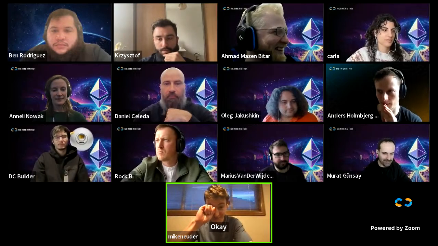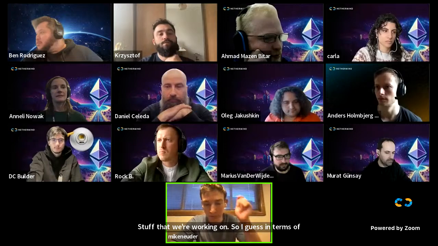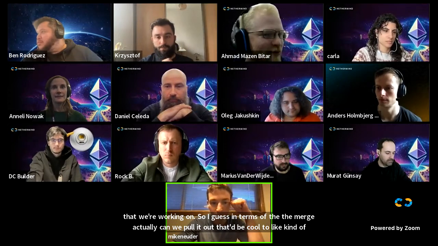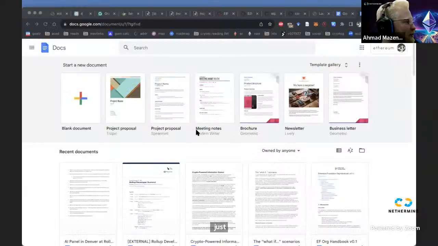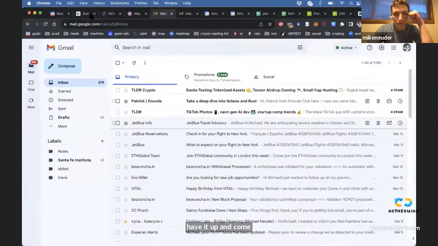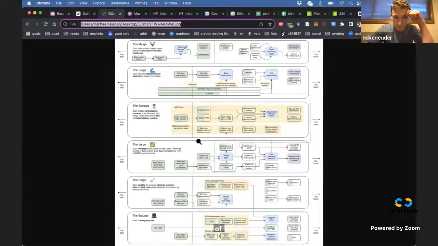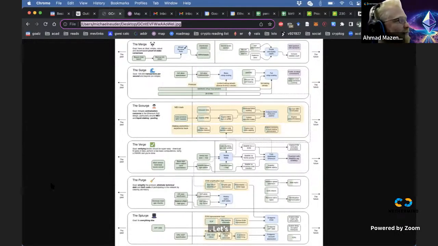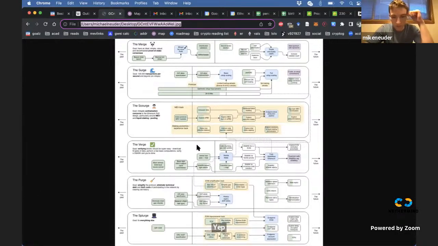Yeah, obviously a lot to be done still. I still think Vitalik's roadmap image is such a nice way of framing the future stuff that we're working on. So in terms of the merge, actually, can we pull it up? That'd be cool to have it up, and you can share your screen. Feel free to do so. Yeah. Let's see. Okay, cool. Can you see this? Yep. Cool. Just making sure my stuff's set.